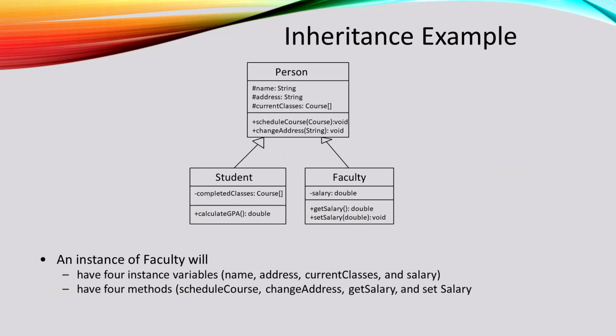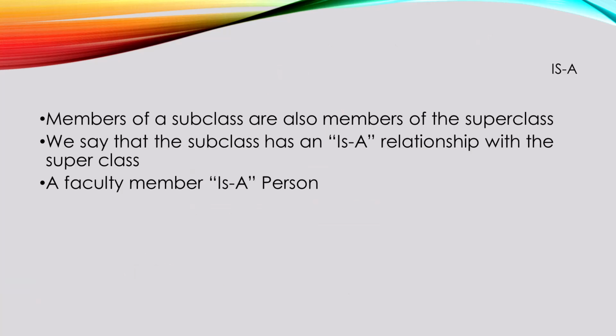So, this is how I would design this part of our school information system. Just to be sure you see what is happening, when we create a faculty object, it will have 4 instance variables and 4 methods. When you do inheritance correctly, the relationship between the subclass and the superclass should feel like an is-a relationship. A faculty member is a person, believe it or not.